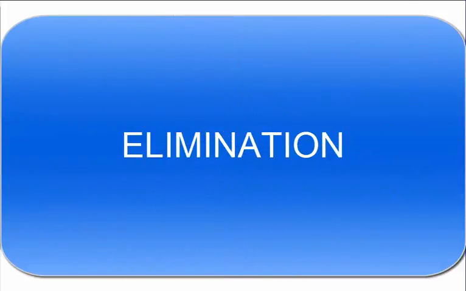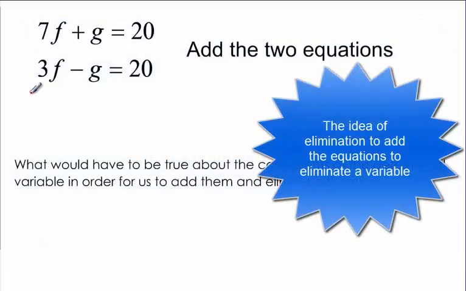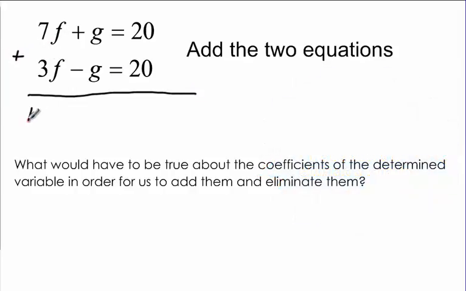In this video we'll talk about solving systems of equations with elimination. First thing we want to do is to understand the concept. So it asks us to add these two equations. If we add them, 7f plus 3f would be 10f, and then positive g and negative g cancel each other out, so they just give us 0. And 20 plus 20 would be 40.